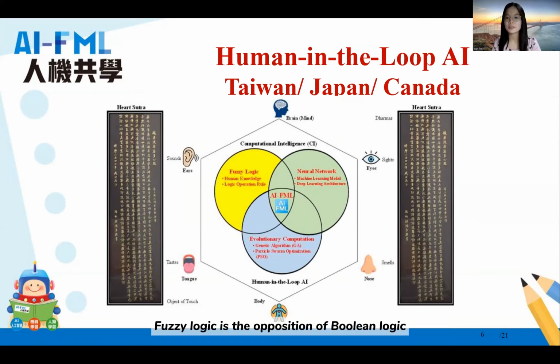Fuzzy logic is the opposition of Boolean logic. Human intelligence is included in fuzzy logic, which means there's no clear boundary for fuzzy logic. For human intelligence, it's hard to tell how hot or cold it is, and oftentimes abstract descriptions such as very hot is hard for machines to interpret and understand. Evolutionary computation includes genetic algorithm and particle swarm optimization, the algorithms that enables the machine to search the optimized solution. Lastly, neural network has played an indispensable role in machine learning and deep learning as well.